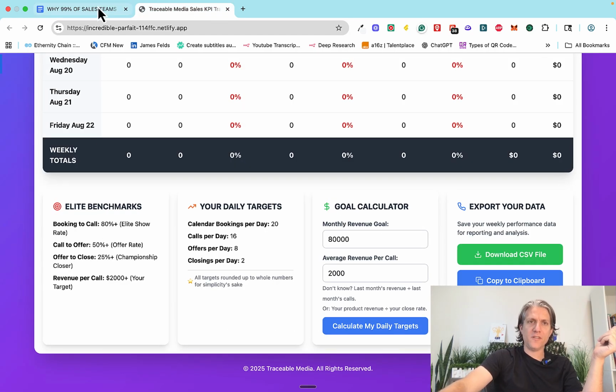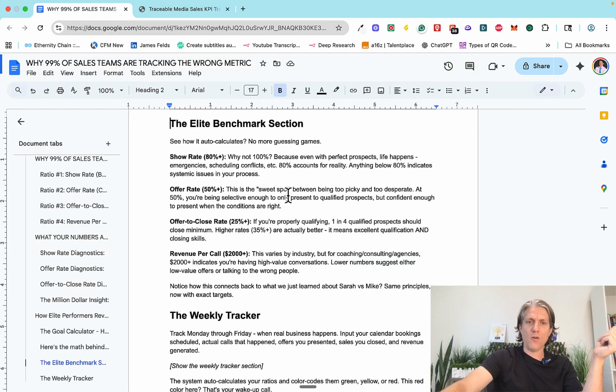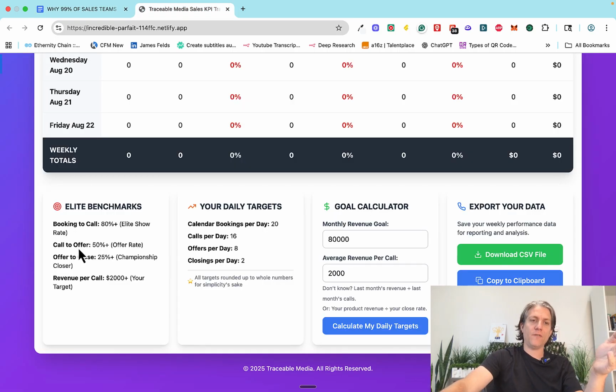Offer to close rate, this is one of the magic numbers. Offer to close rate 25% plus. If you're properly qualifying, 1 in 4 prospects should close at a minimum. Higher close rates, like 35%, are obviously way better, and that's going to mean excellent qualification and closing skills. So that is right here.